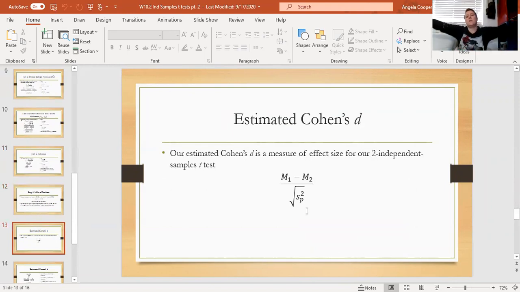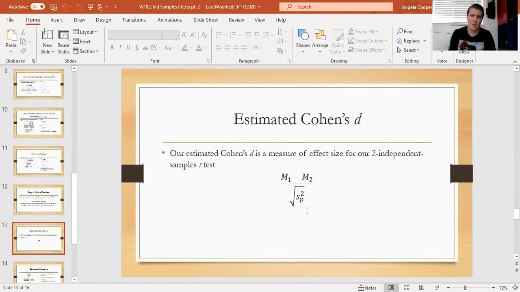Now we do Cohen's D, and it's estimated Cohen's D. But if you call it Cohen's D, I'm not going to be persnickety about it. It's a measure of effect size either way. So our estimated Cohen's D is a measure of the effect size for our 2 independent samples t-tests.